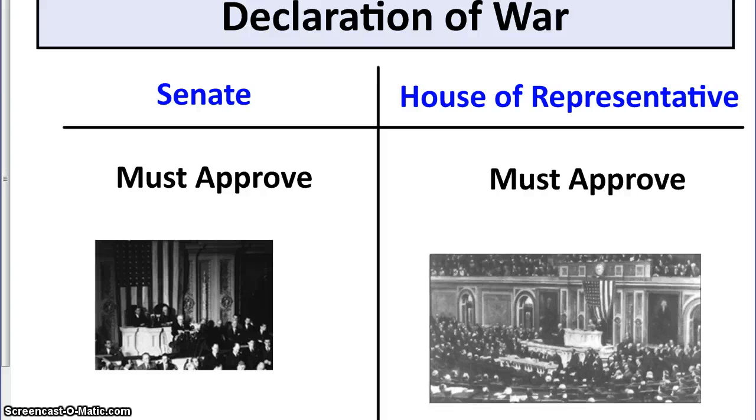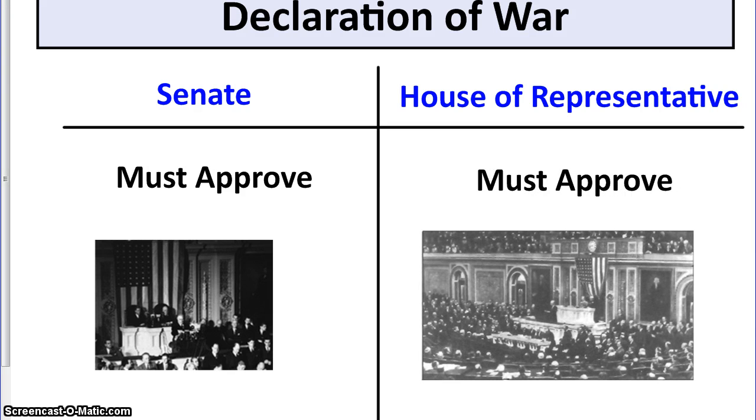That's not the case when it comes to declaring war, however. Both the Senate and the House of Representatives must approve a president's declaration of war. Now, they have to ask. The president actually has to ask to go to war. They can't just march troops all over the place and start declaring war. They have to go through Congress. And that's a safeguard to prevent tyranny, so that we don't have some president who's just marching our troops all over and attacking everybody. Okay? They have to get authorization to use those forces through Congress. And both houses have to approve. Both the Senate and the House of Representatives have to approve in order for war to be declared.